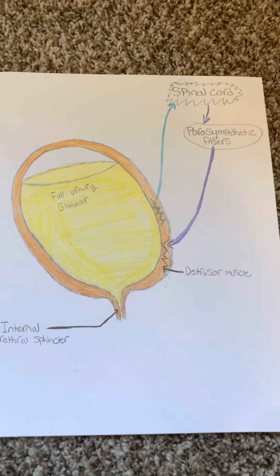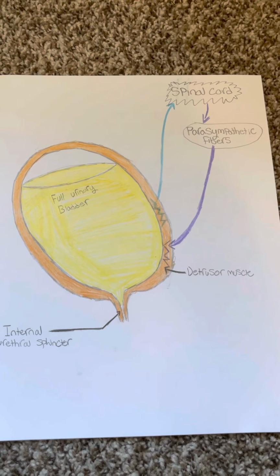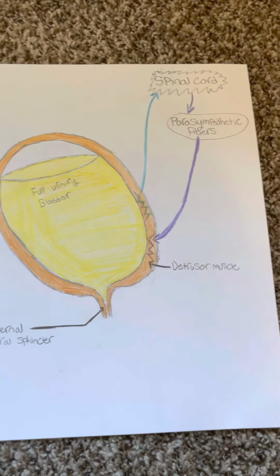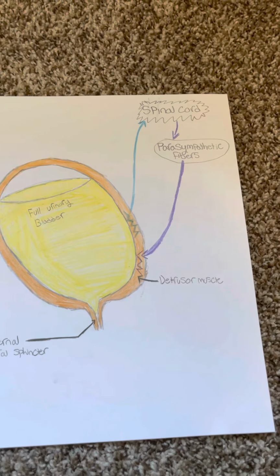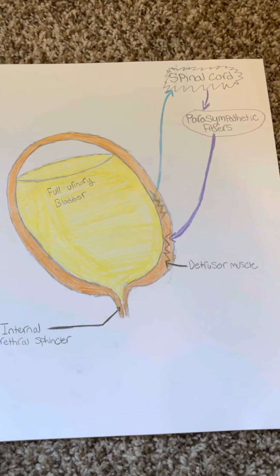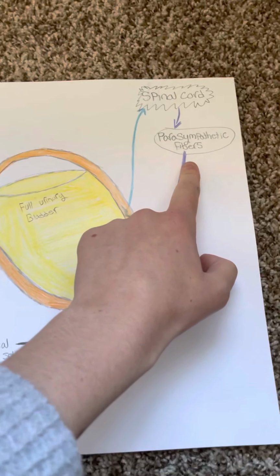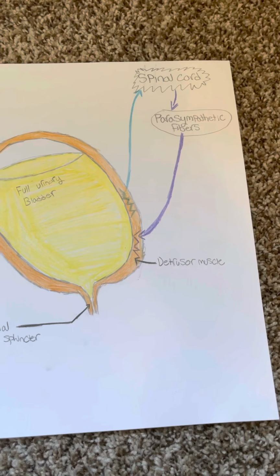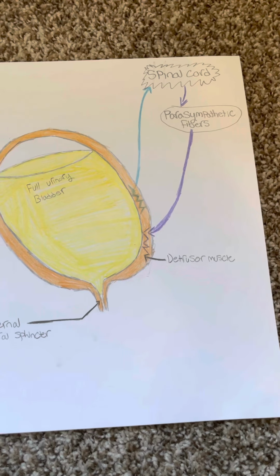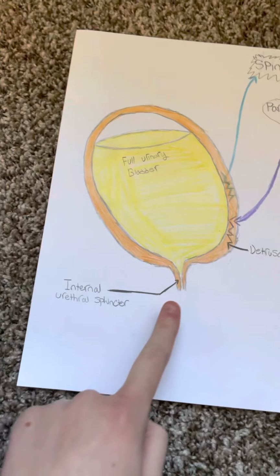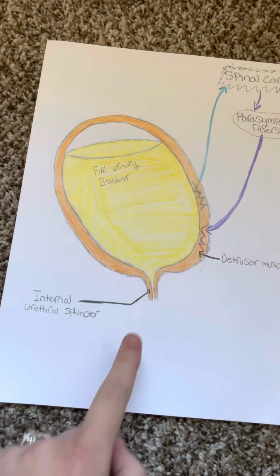And it goes to the spinal cord, and the spinal cord in return sends back signals through parasympathetic fibers. So the spinal cord is sending back the parasympathetic fibers, and they're sent back through pelvic nerves. The signal excites the detrusor muscle, and it contracts and causes the internal sphincter to relax. So when it's contracted, the internal sphincter, which is right here, will relax.